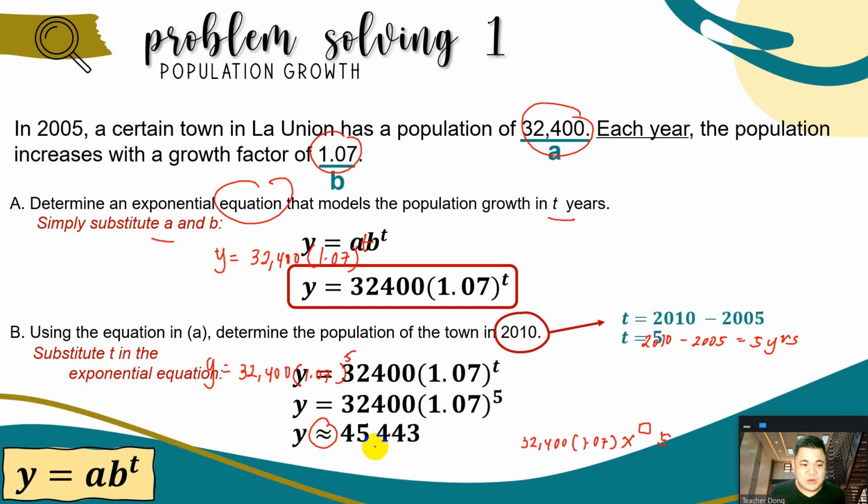5 or more, add 1. So in this case, it's 45,443. Don't forget to put the label population in 2010.